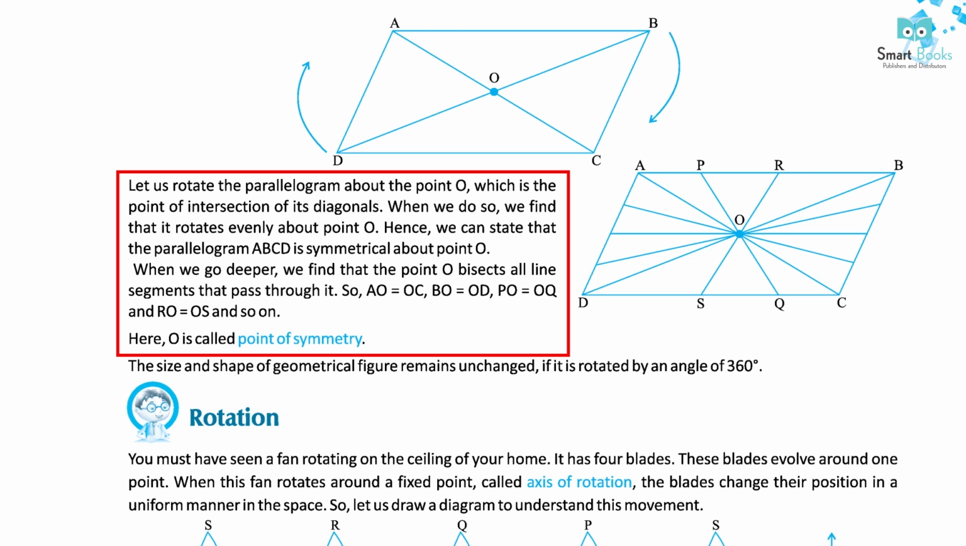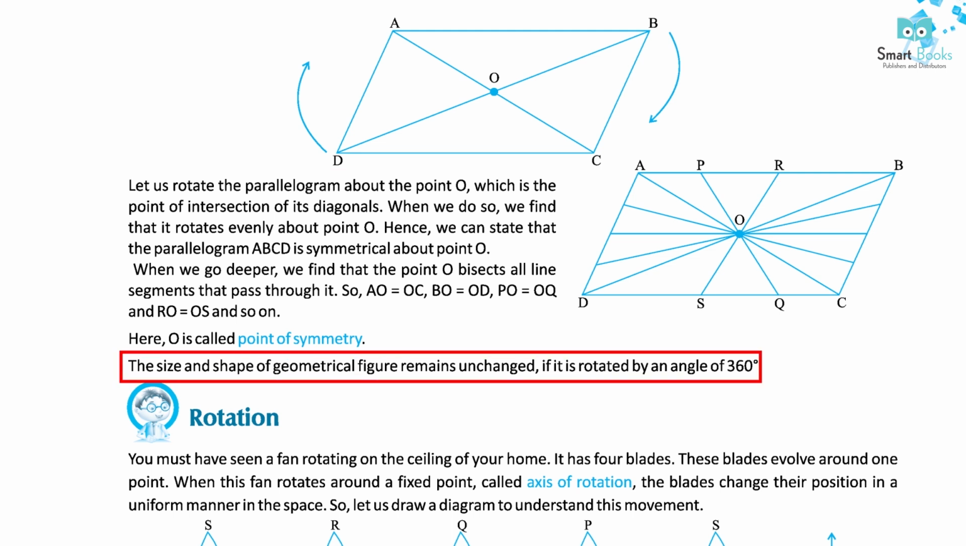When we go deeper, we find that the point O bisects all line segments that pass through it. So, AO equals OC, BO equals OD, PO equals OQ, RO equals OS, and so on. Here, O is called the point of symmetry. The size and shape of a geometrical figure remain unchanged if it is rotated by an angle of 360 degrees.